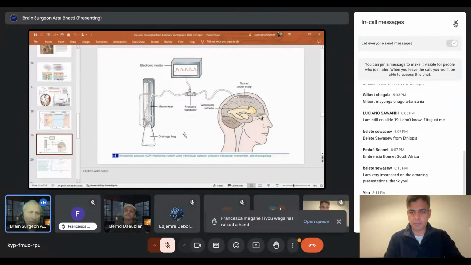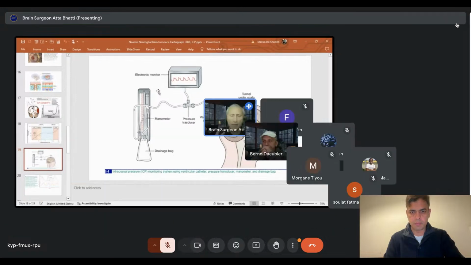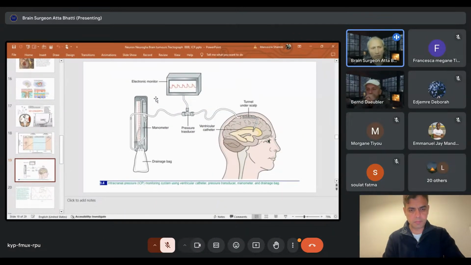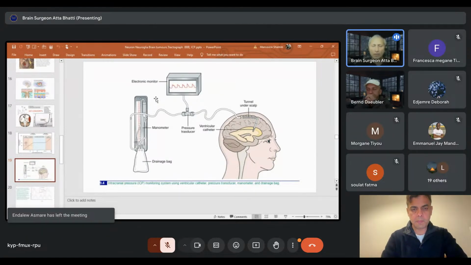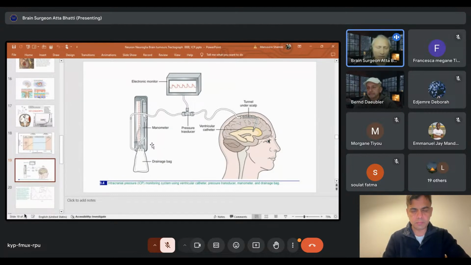So I'm not going into the detail of the companies making different types of ICP monitors. We are just here to discuss the concept. In many lower middle income countries, since this system is expensive, the handling by healthcare workers, the training, the presence, that is not there. So many times we don't see it in our ICUs, and that is the main flaw in our neuro ICU setups. So that is a limitation for neurosurgeons.